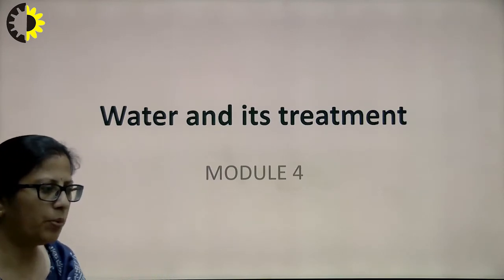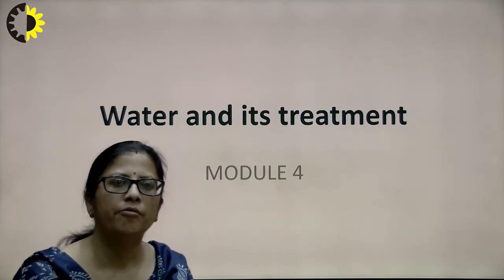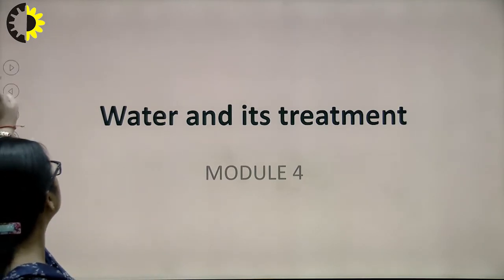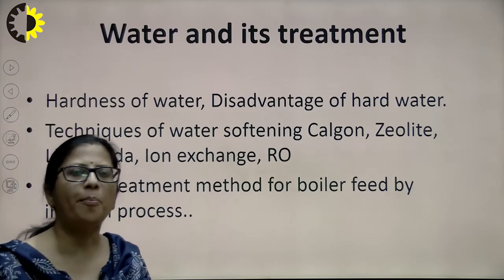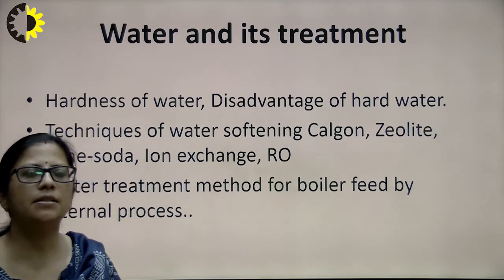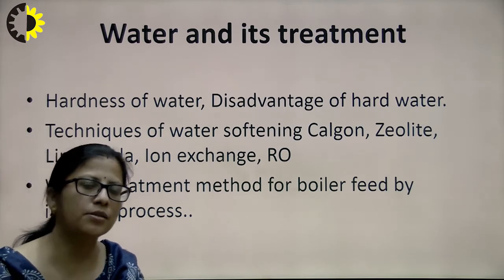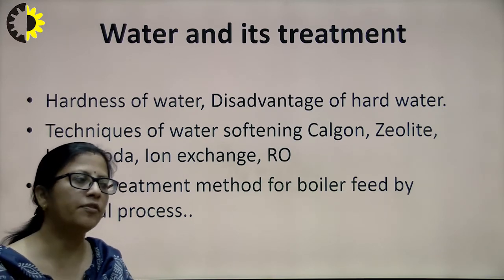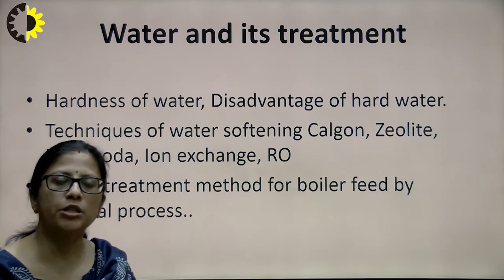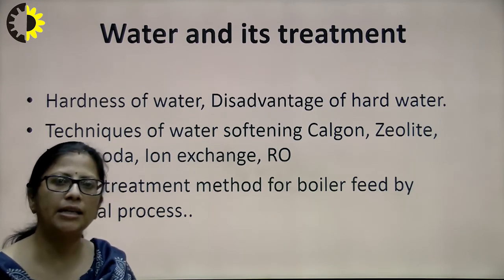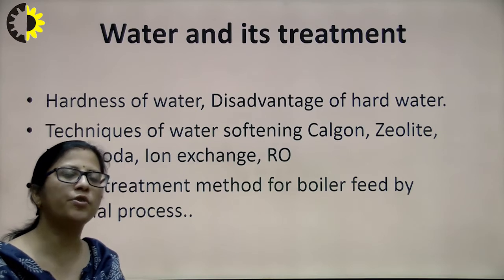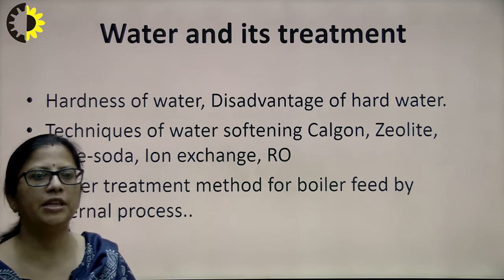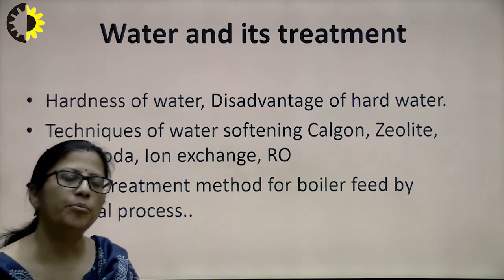Now, I will be starting with module 4, water and its treatment. The topics that I am going to cover are: hardness of water, what is hardness of water, what are the disadvantages of hard water, and what are the different techniques used for water softening, like Calgon, zeolite, lime soda, ion exchangers, reverse osmosis, and what is the water treatment method for boiler feed by internal process.